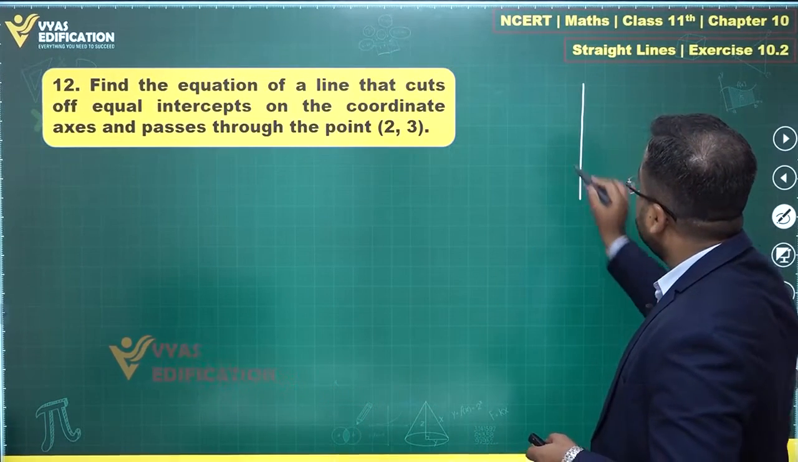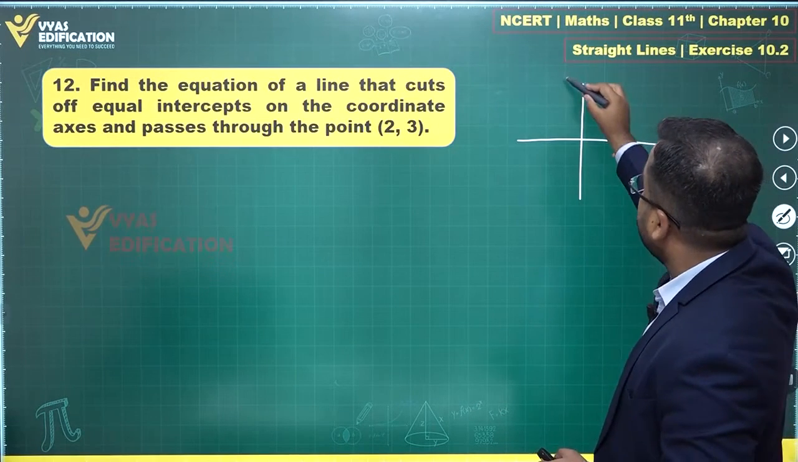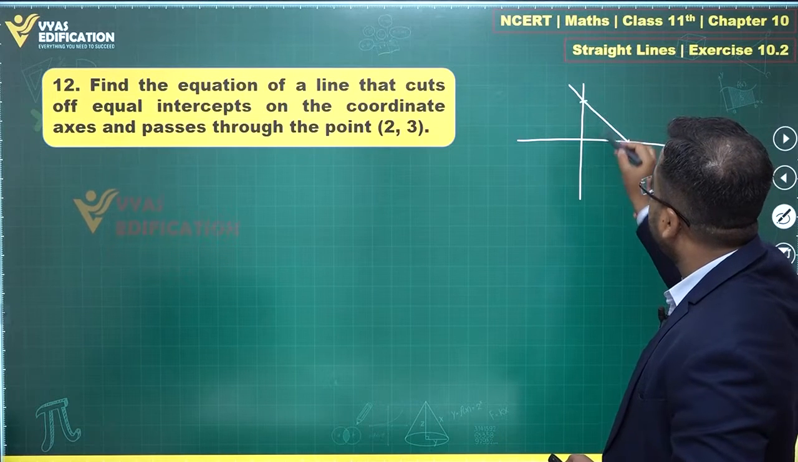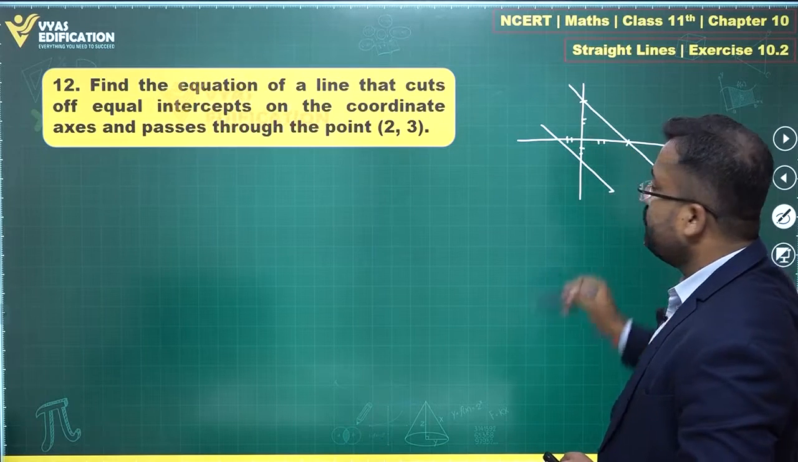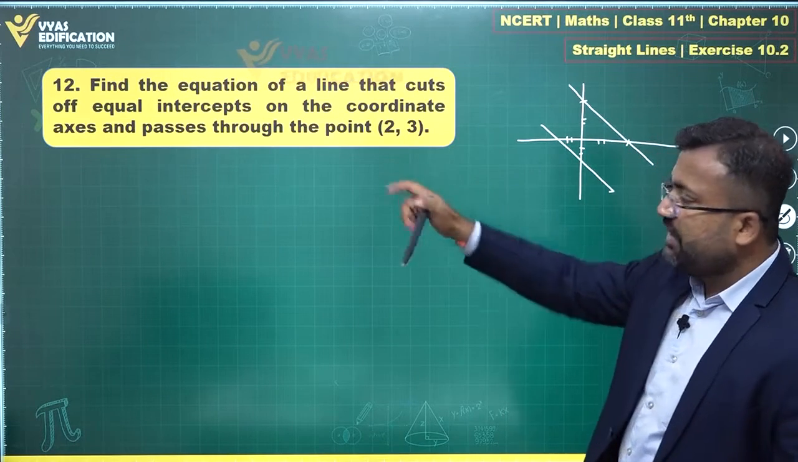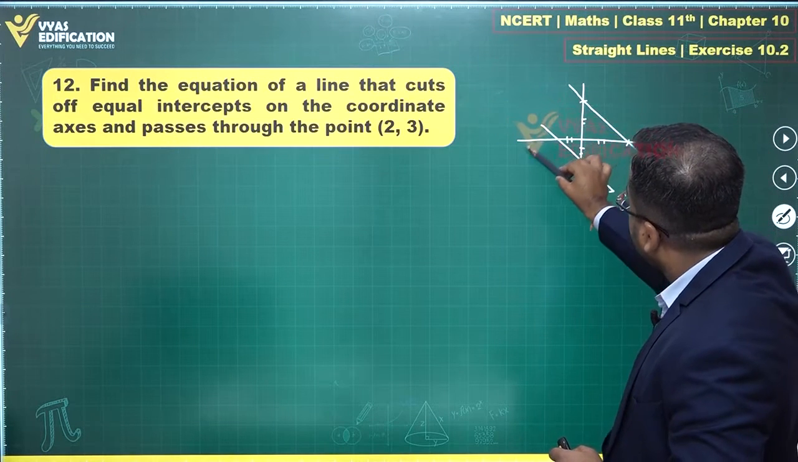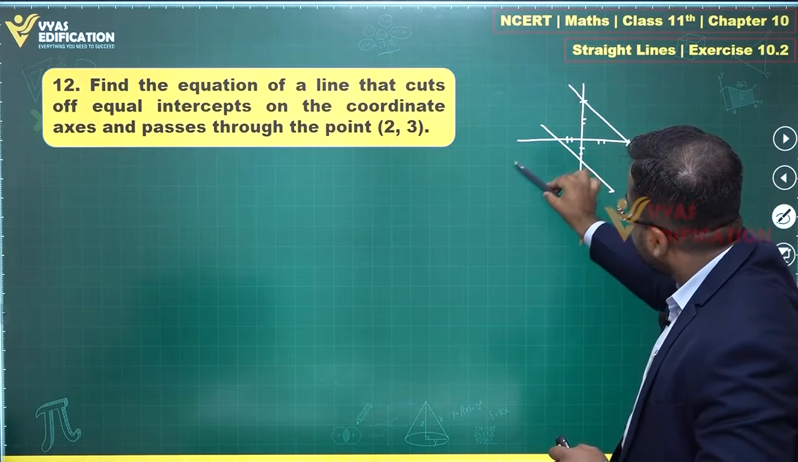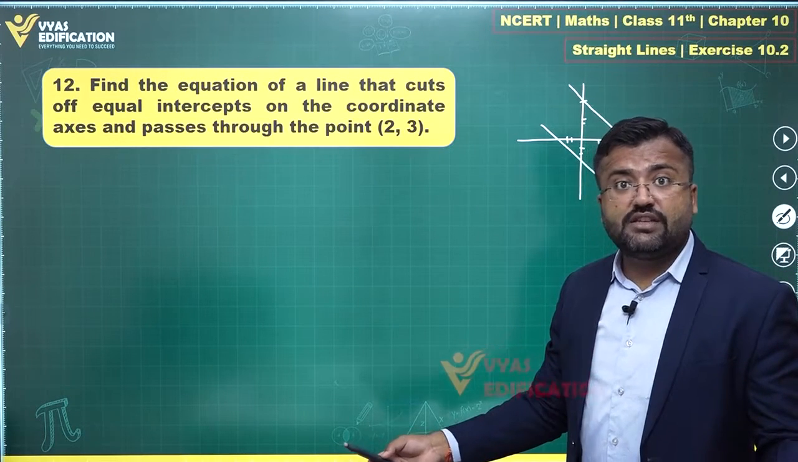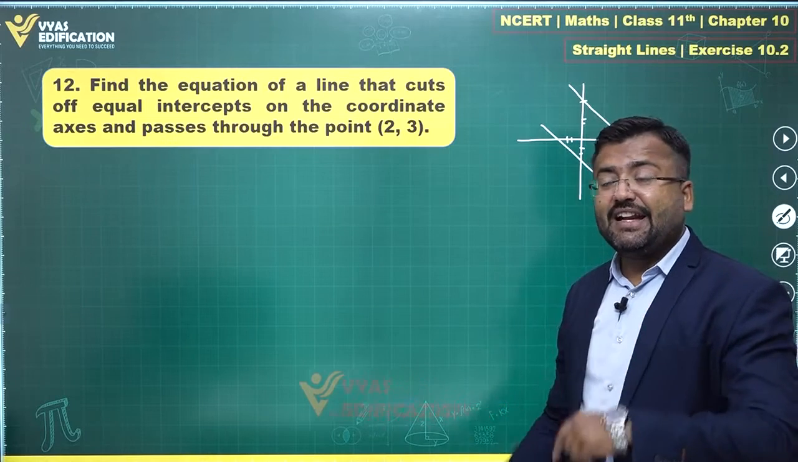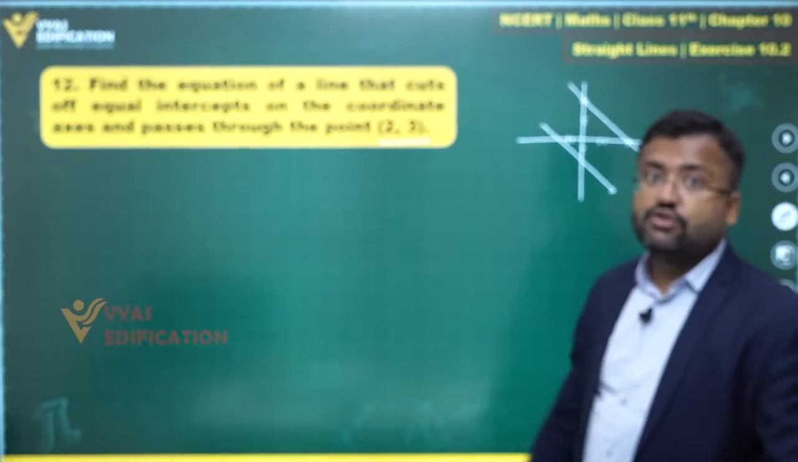The important idea here is that since the intercepts are exactly equal, you'll have +3 and +3 like this, or maybe -2 and -2 like this. So these will be the possible cases, right? If you observe, any line having equal intercepts will be parallel to these lines, yes or no? That means the slope of that particular line will be fixed. So indirectly you are given the slope, along with this point.